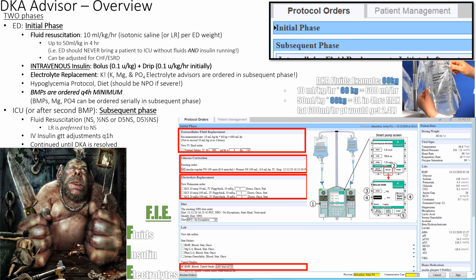All right, so a little overview of the advisor. It has two options. It has the protocol, and it has two phases: the initial phase, and then coming down here is off the screen, but we have initial phase and subsequent phase. So there's two phases to it.